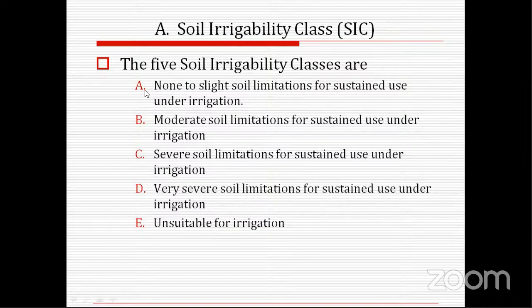Please note down these points. In A, none to very slight; we can't say any limitations. But in B, you can see some moderate limitations. In C, we can see severe. In D, you can see very severe. In E, you can see unsuitable for irrigation purpose.